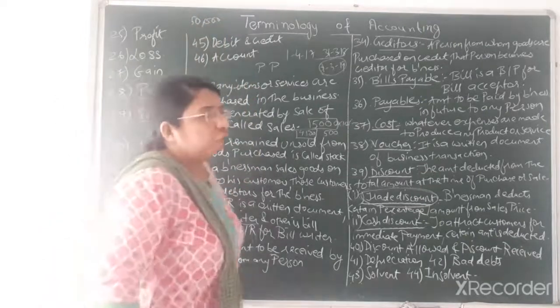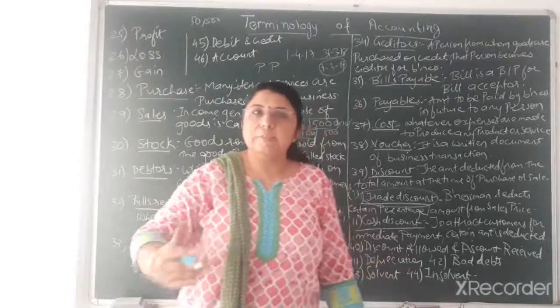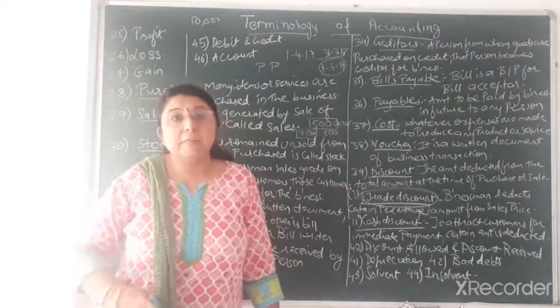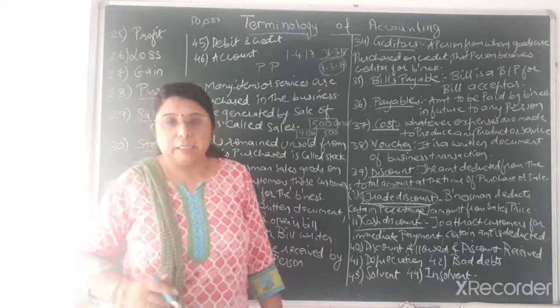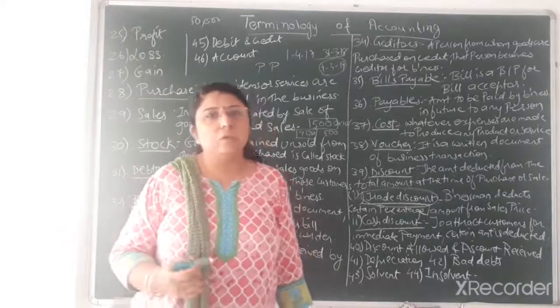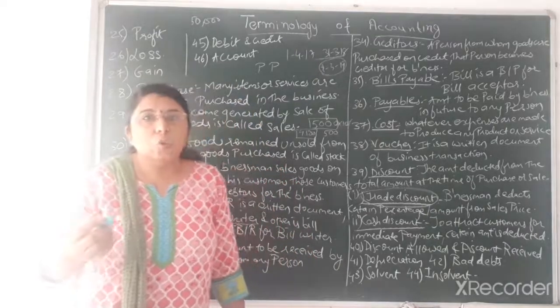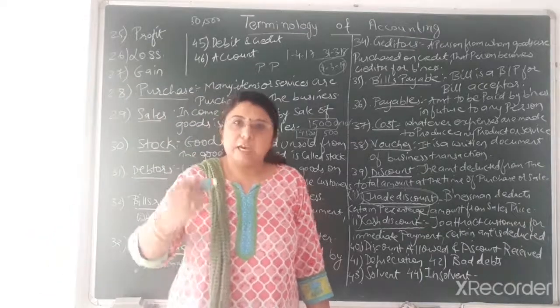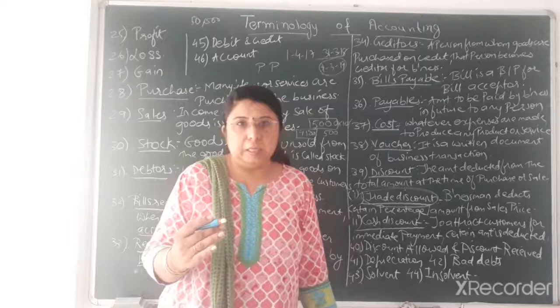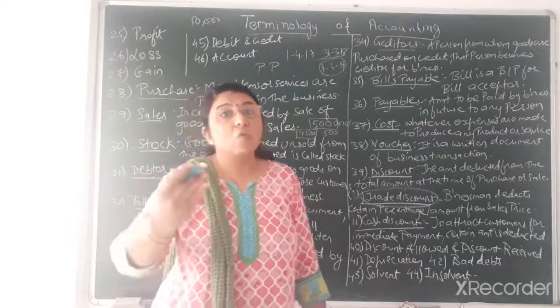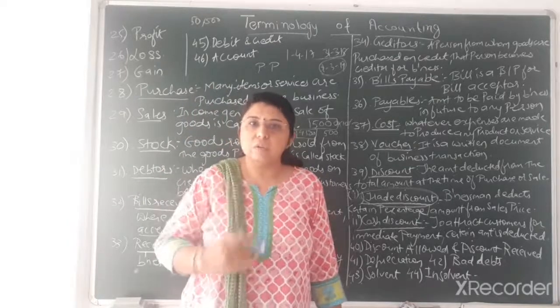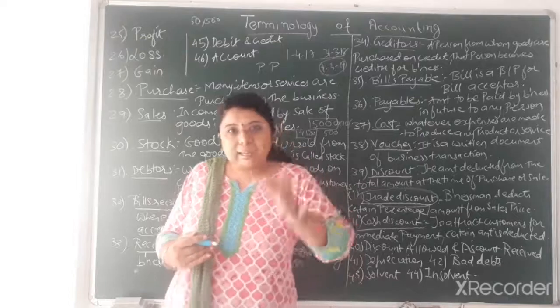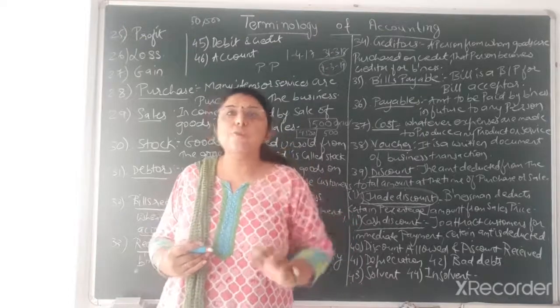And out of 50,000, if we make the immediate payment, then we will get 10% discount. So on 50,000, 10% would come to 5,000, and only the remaining amount we have to pay. So the 5,000 which we are not paying becomes our discount received, because we have to make less payment. So it would be profit or income for us.